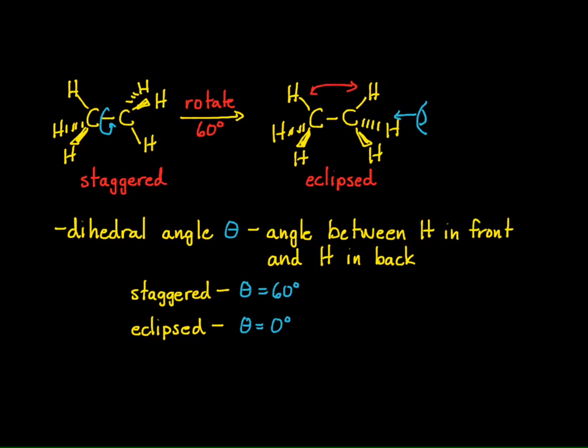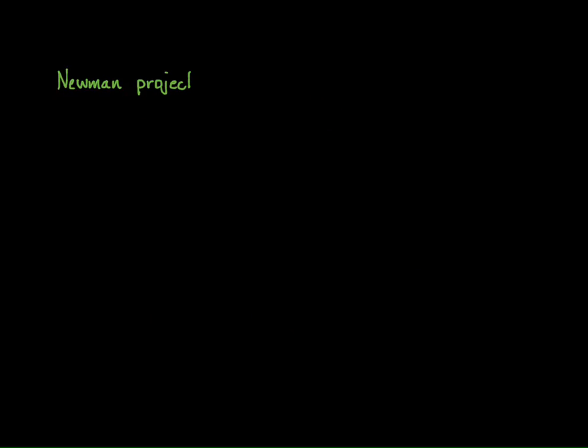Now, sometimes looking at these three-dimensional dash-wedge constructions, it's kind of hard to see those angles. And because of that, we have a new way of essentially drawing the structure, and it's called a Newman projection. So the Newman projection sights down a particular carbon-carbon sigma bond, right? So in the previous slide, we saw that we're looking down a carbon-carbon sigma bond.